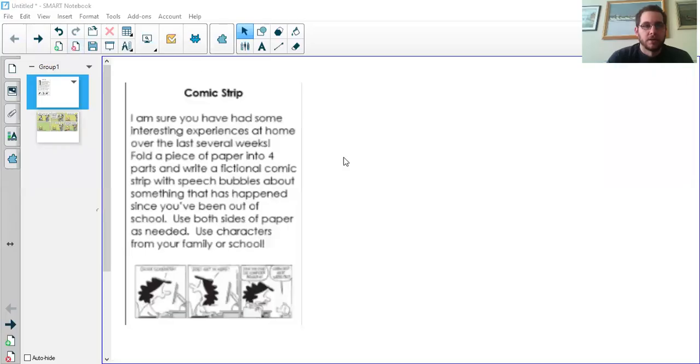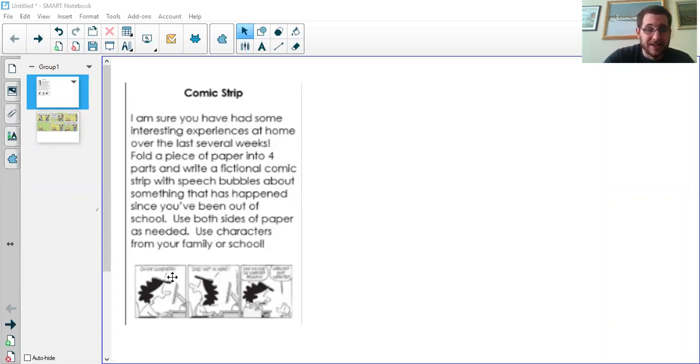All right. So what you have to do is, or I'll just read the explanation. I'm sure you've had some interesting experiences at home over the last several weeks. Fold a piece of paper into four parts and write a fictional comic strip with speech bubbles about something that has happened since you've been out of school. Use both sides of paper as needed. Use characters from your family or school.